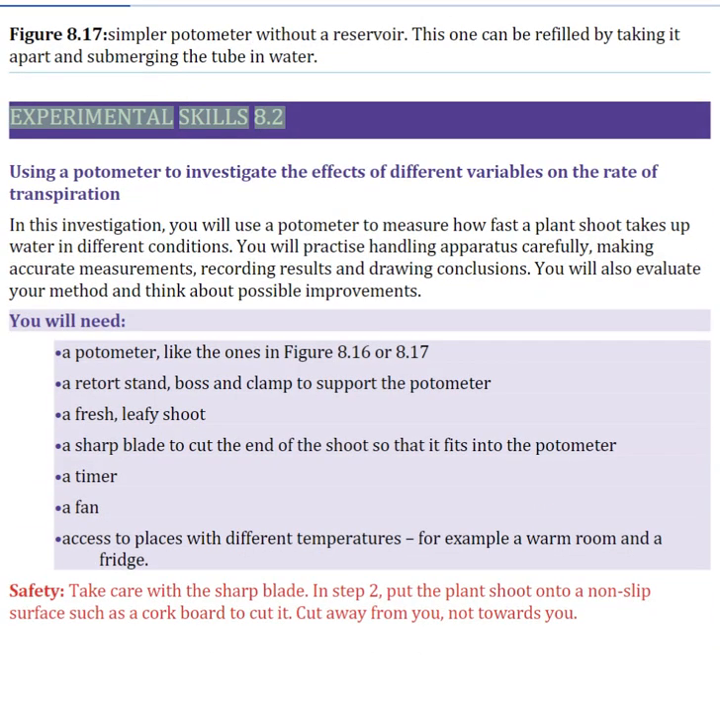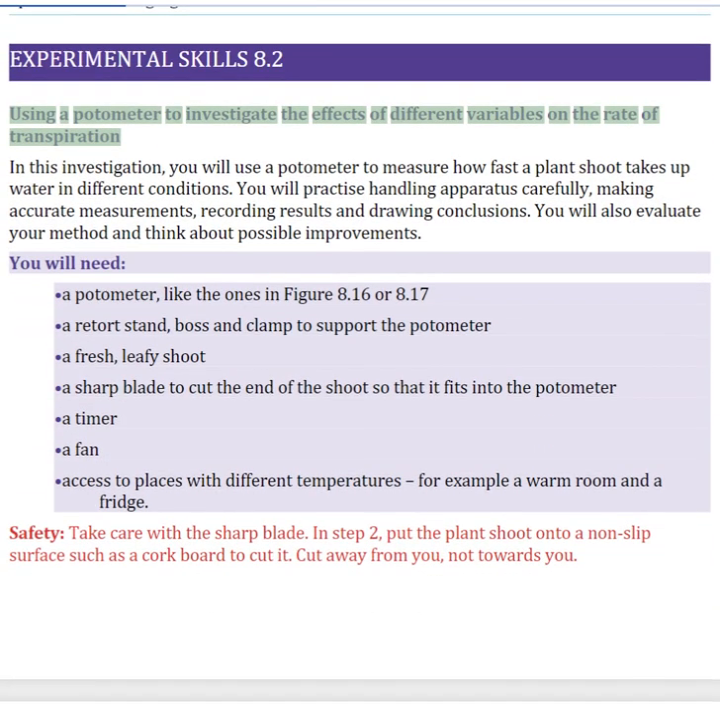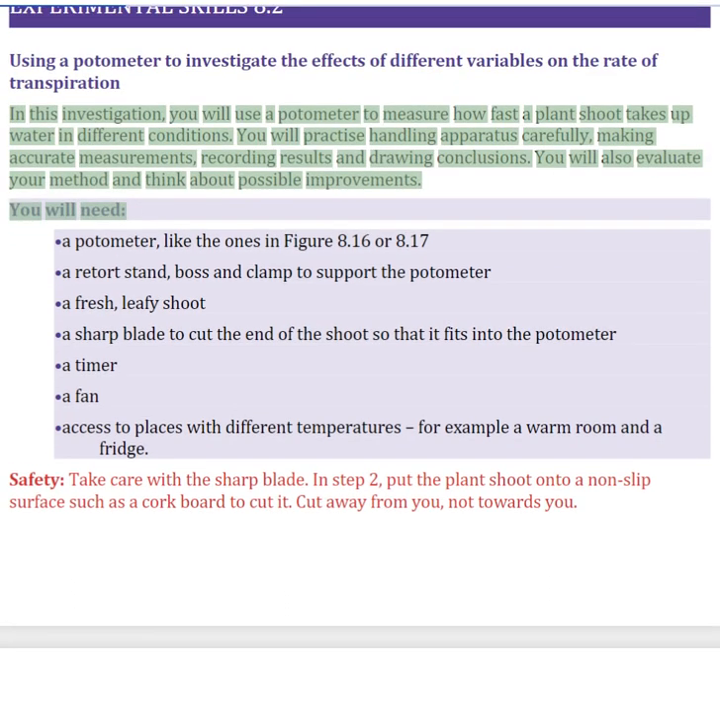Experimental skills 8.2. Using a potometer to investigate the effects of different variables on the rate of transpiration. In this investigation, you will use a potometer to measure how fast a plant shoot takes up water in different conditions. You will practice handling apparatus carefully, making accurate measurements, recording results and drawing conclusions. You will also evaluate your method and think about possible improvements.